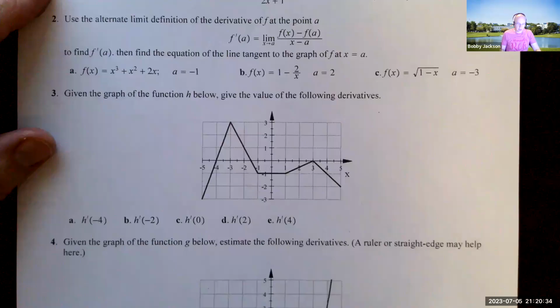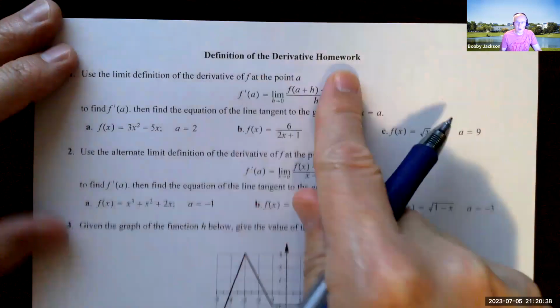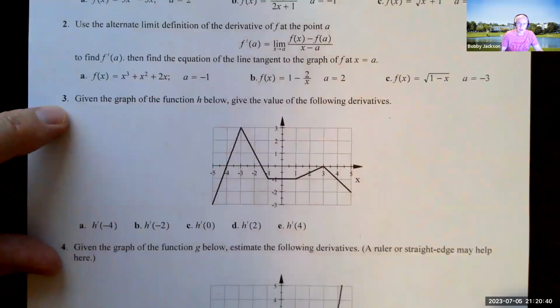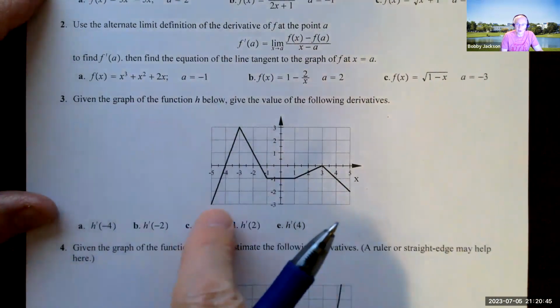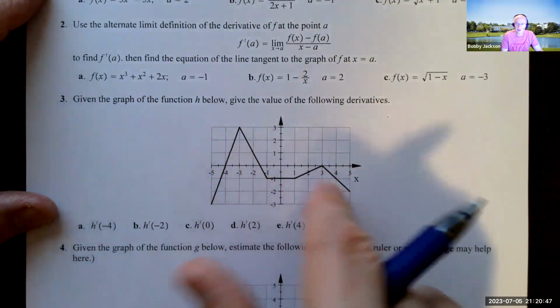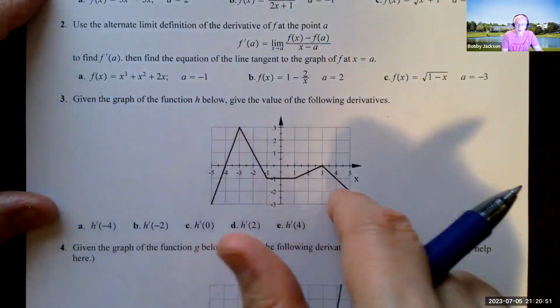Hey everyone, we're going to look at number 3 in my practice homework, the definition of the derivative homework. Number 3 is a graphical example of interpreting the derivative. You're given the graph of the function h. This function consists of linear piecewise functions.